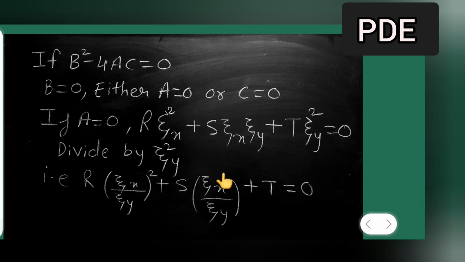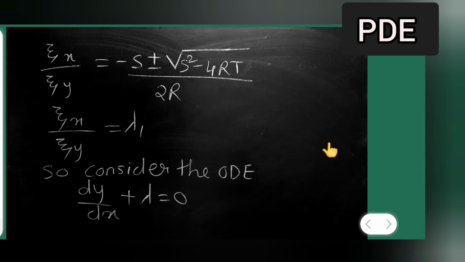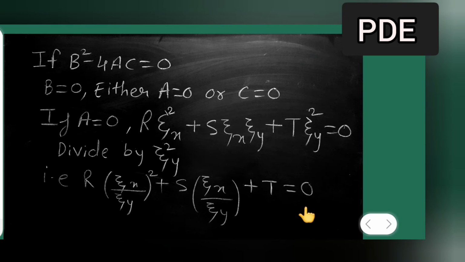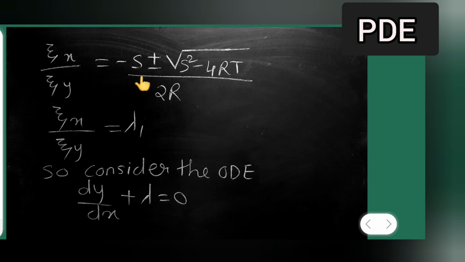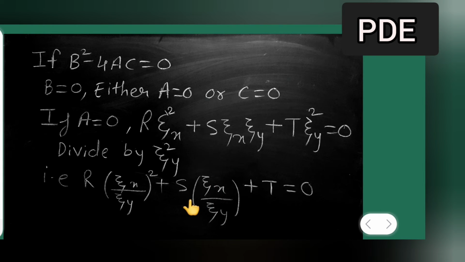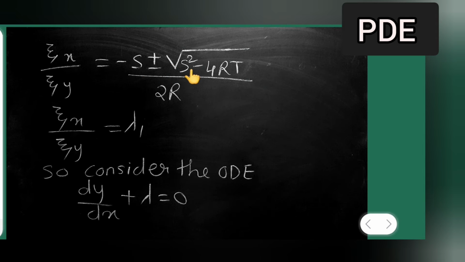So let me rub this, okay. Next I'll turn the page. Now xi x upon xi y, this is a quadratic equation, okay. Now this is equal to minus s plus or minus, so in place of b, what is there? s, right? Next is plus or minus root of s square minus 4rt, just plug the values over here, upon 2r. So xi x upon xi y is equal to lambda 1. So I have taken this to be lambda 1.